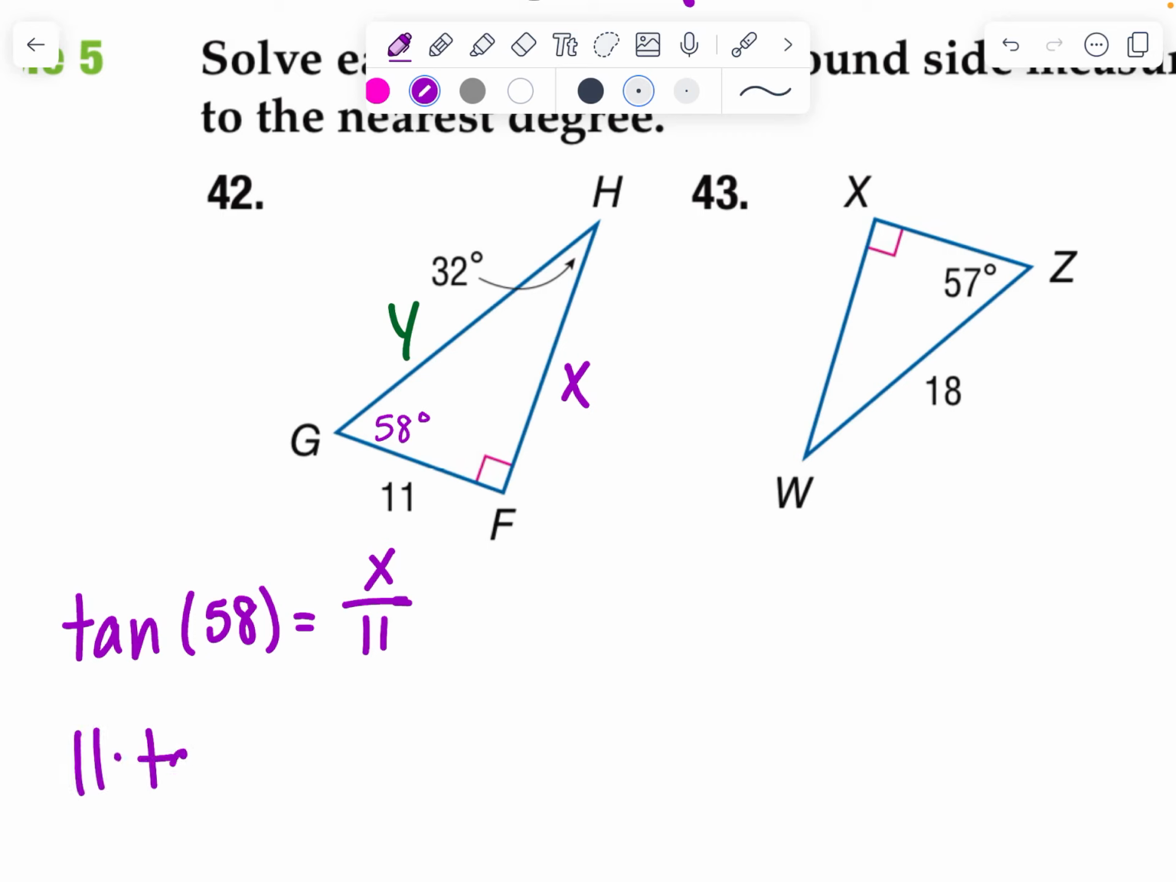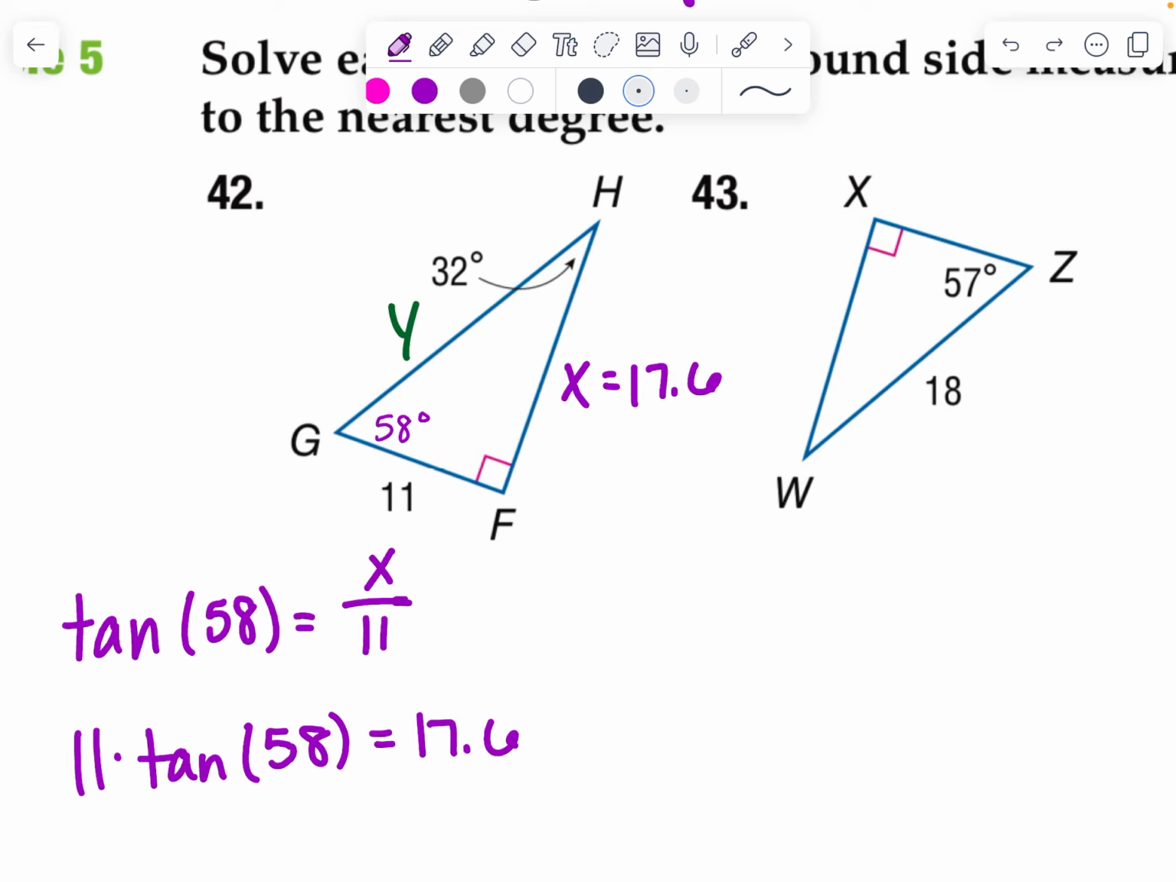But here I need to do 11 times the tangent of 58 degrees. And if I type that into a calculator, let's see, 11 times the tangent of 58. Make sure I'm in degree mode. That would be 17.6. This is 17.6, which makes sense. This is across from a bigger angle. This is across from a smaller angle. So it had to be bigger than 11.